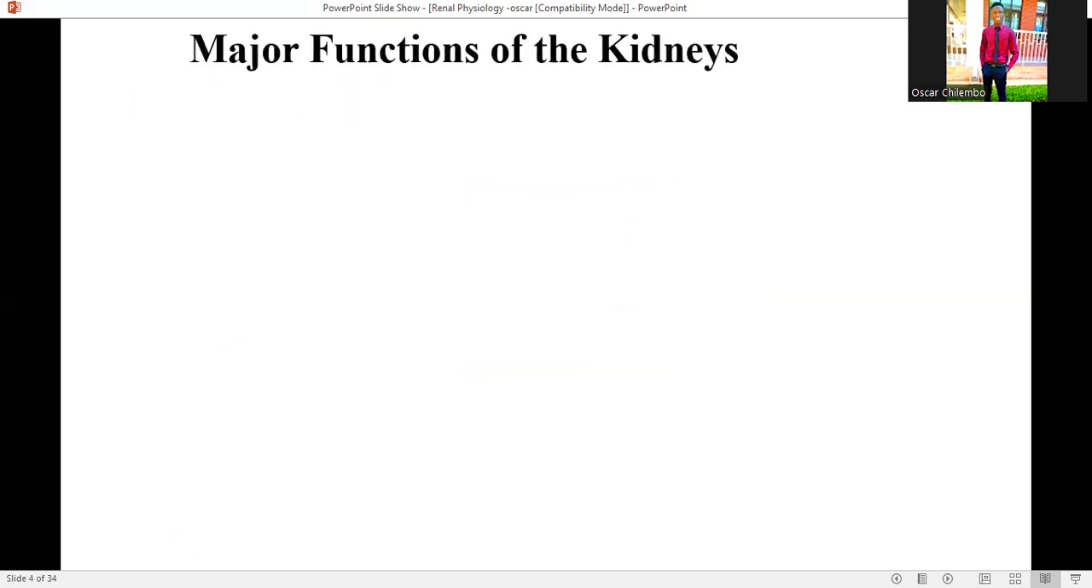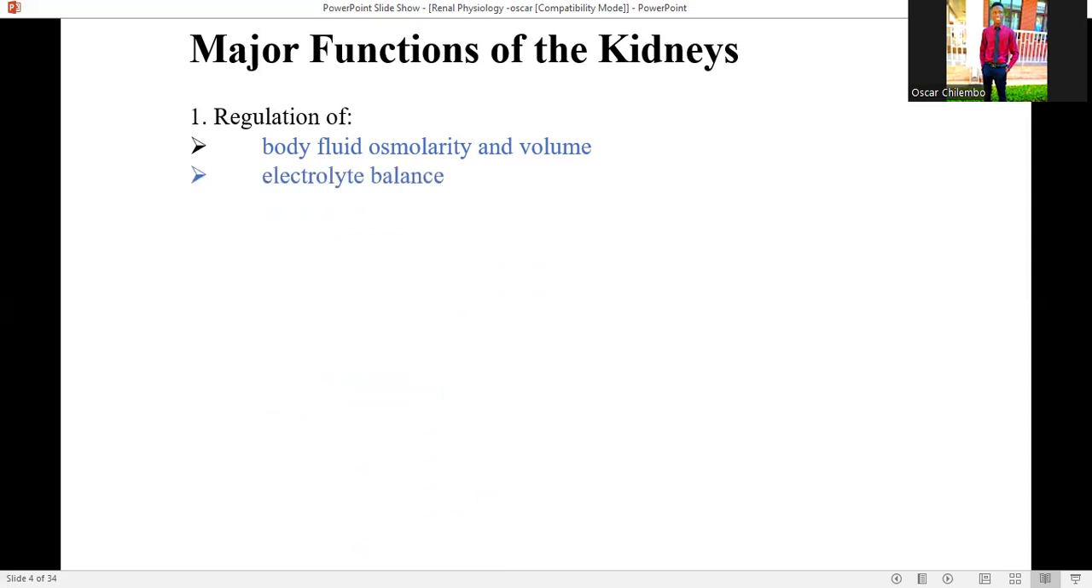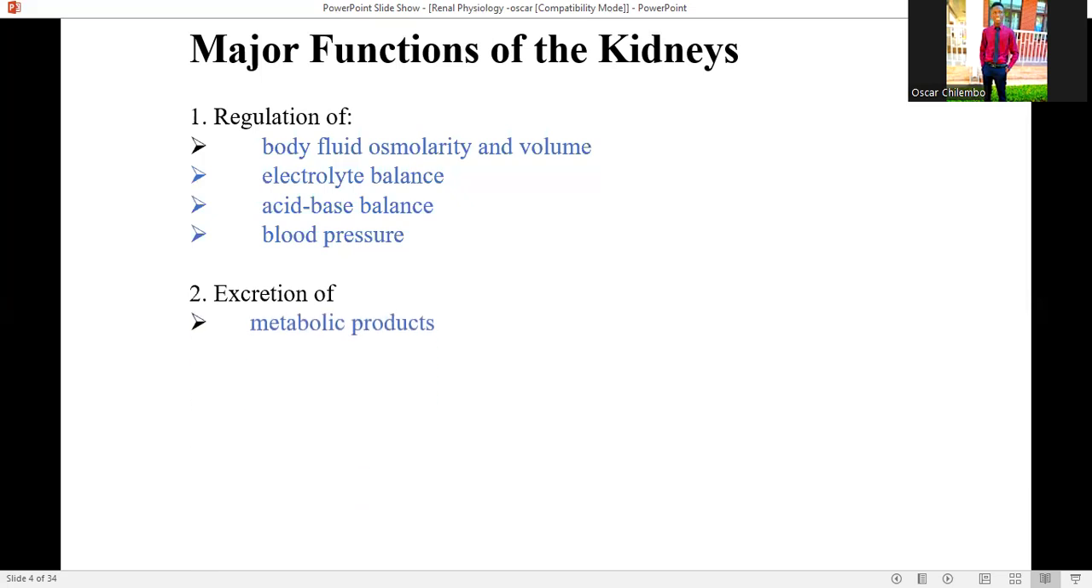In this topic, it's very important that we know the major functions of the kidneys. The major functions of the kidneys include the regulatory function. The kidney tries to regulate the body fluid osmolarity and volume. It also regulates the electrolyte balance, the acid-base balance, and the blood pressure, as I earlier mentioned. Then we also have the excretion function, which is removing toxic substances from the body.